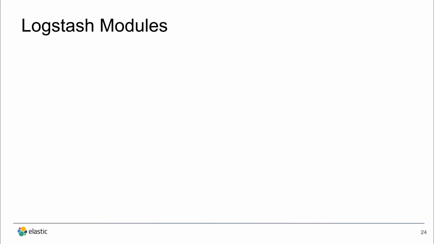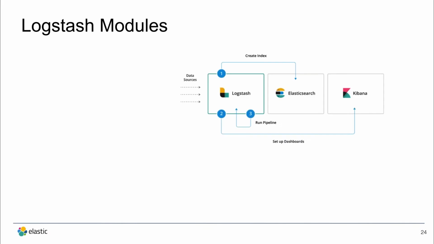This is one more interesting feature that is available with Logstash. Logstash has something called modules. Logstash modules work in a different manner, unlike the regular configuration files. When you use a Logstash module, it helps you to set up things automatically. There are 3 or 4 modules today. If you set up that module, it would create the index, run the pipeline automatically, and also set up the dashboards as well.